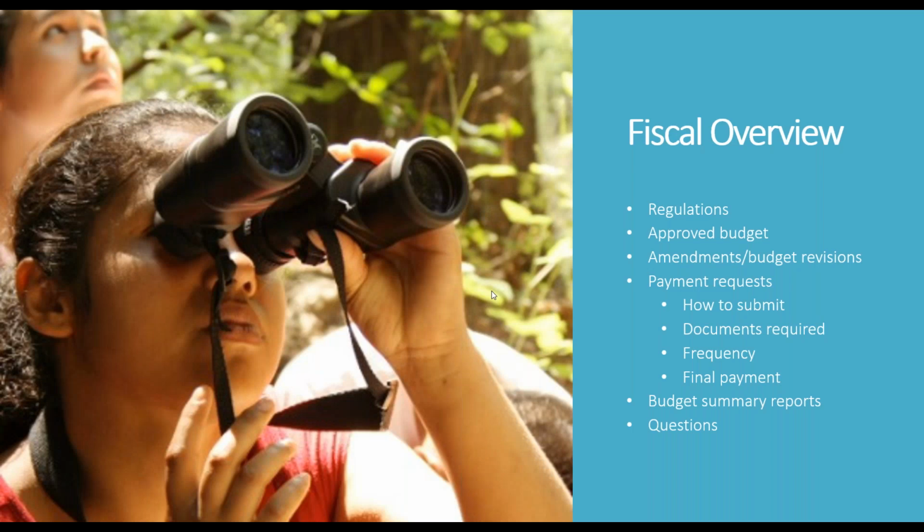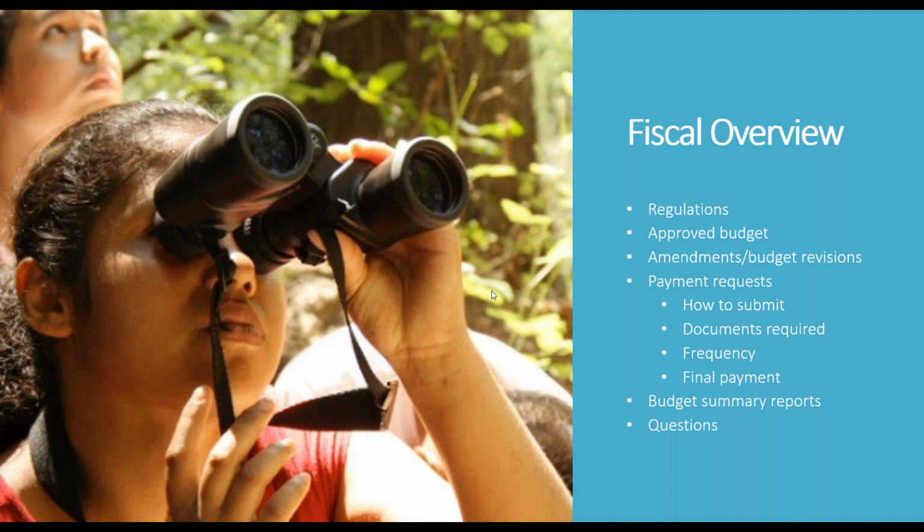Just a little overview for this section. We're going to go over all the different regulations, which we already covered. We're just going to review again. We're going to go in depth on your approved budget and show you what all of those items mean. We're going to talk about amendments and budget revisions. Any sort of payment requests, we'll go through what the different types of payment requests are and how to submit them and the documentation required. Then we'll go over a budget summary report.